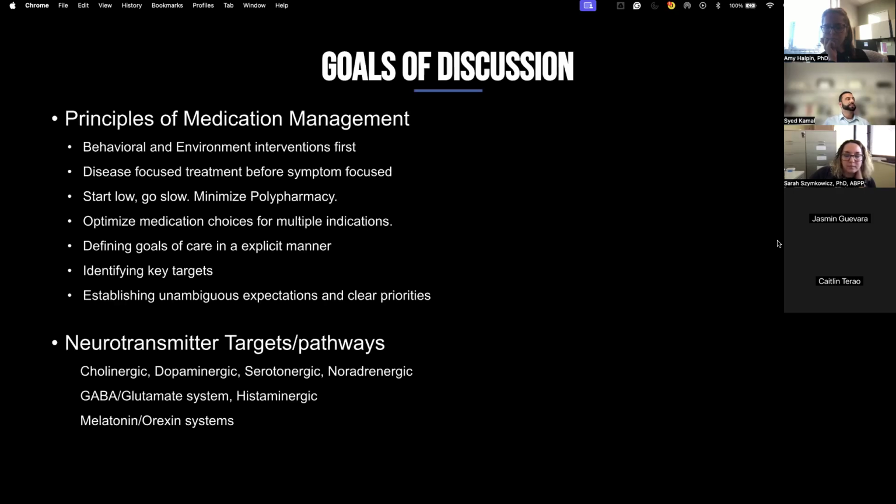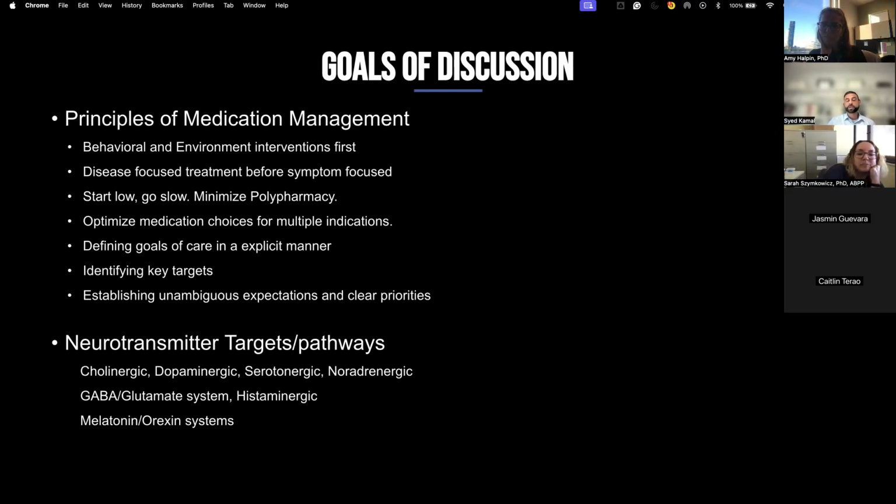So some of the goals of the discussion will be to really describe some of the principles of medication management that we use. So we always lean towards behavioral and environmental interventions first, disease focused before symptom focused. And especially in our elderly population, you want to start low, go slow, and minimize polypharmacy. So if we can, really using the science of what receptors we're trying to target or what brain networks, if we can choose an optimal medication versus two or three different medications and exposing the patient to side effects, that's where the art of psychopharmacology really comes into play.